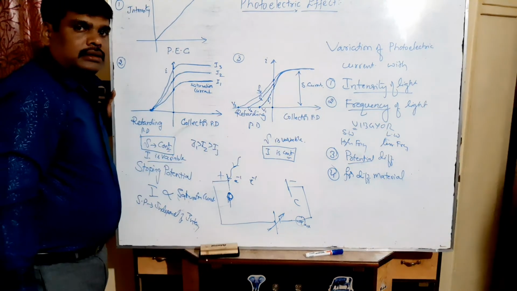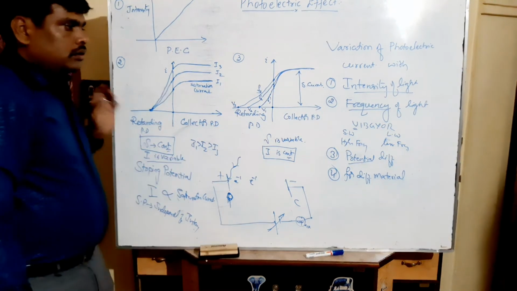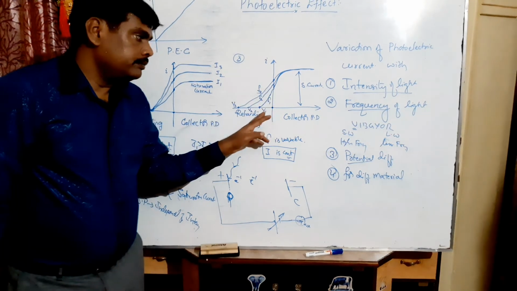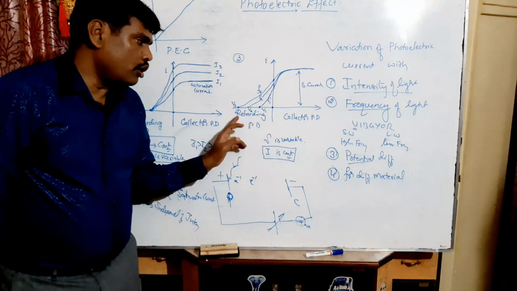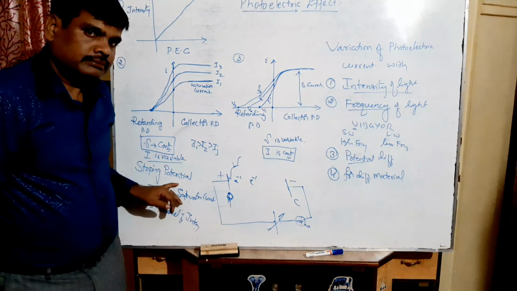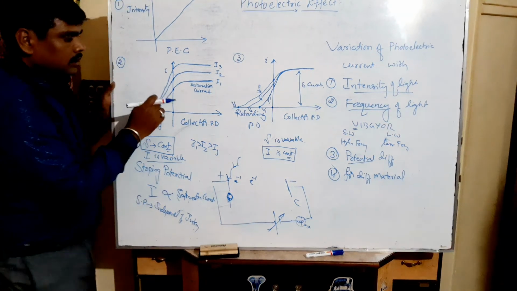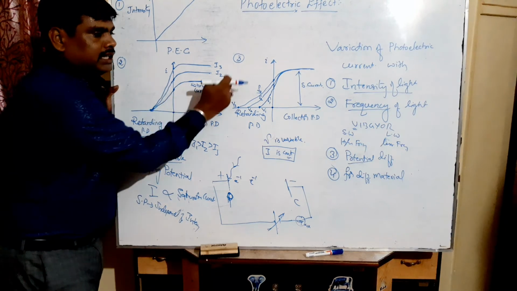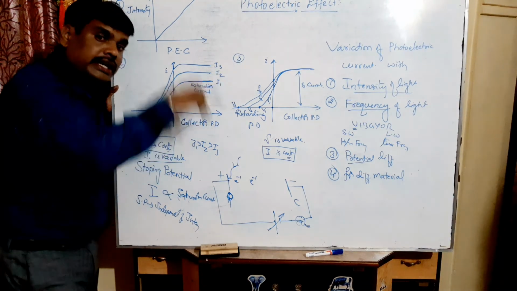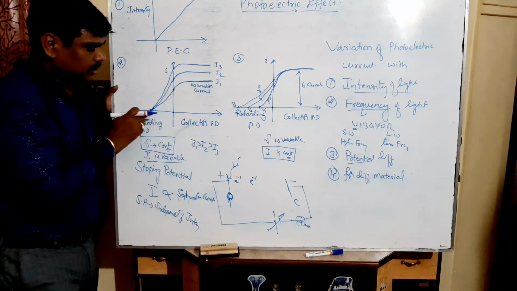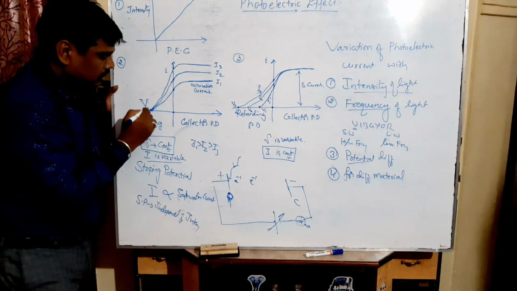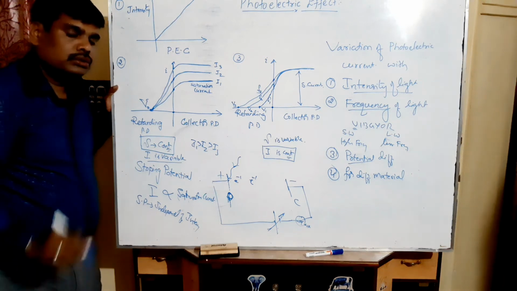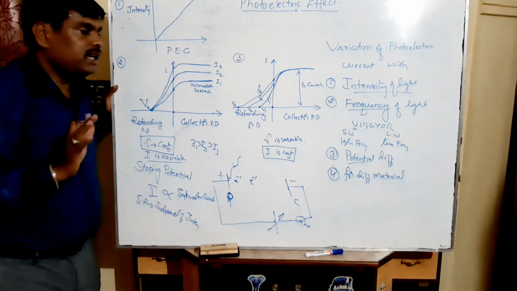Saturation current. Clear now? If we take any frequency, saturation current remains constant. For different frequencies, the stopping potential is different. If you keep frequency constant and vary the intensity, saturation current increases linearly, but the stopping potential V naught remains constant. So these things are very important.